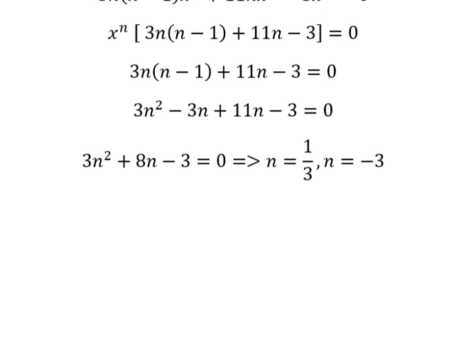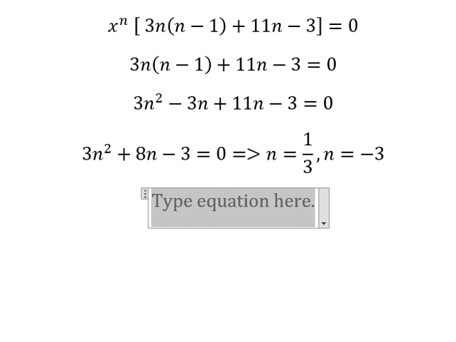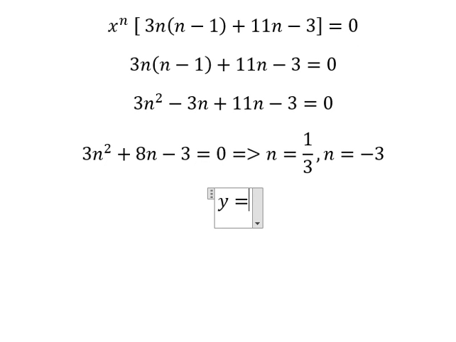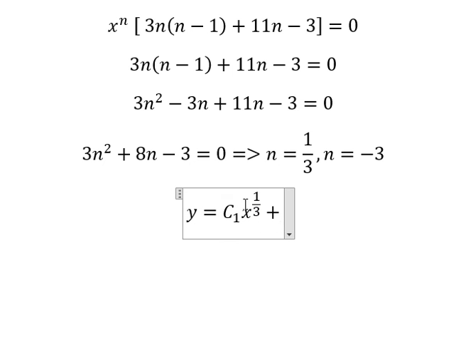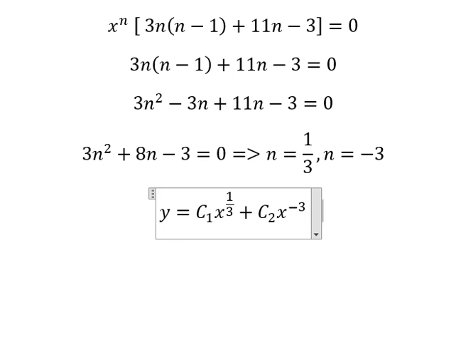And now we can put the final answer. So y equals c_1, that is the constant 1, s to the power of n. We change n into 1 over 3. And we have c_2, s to the power of negative 3. And this is the final answer. That is the end.